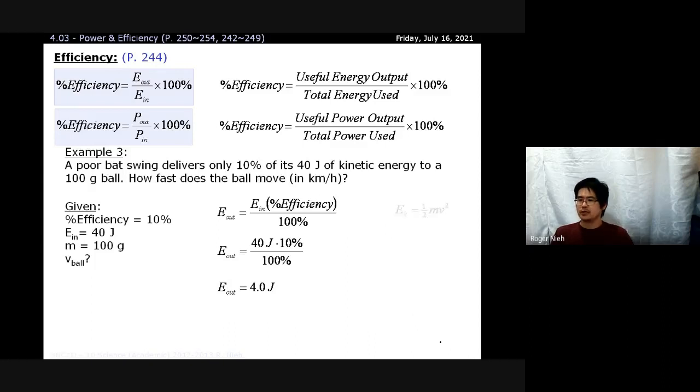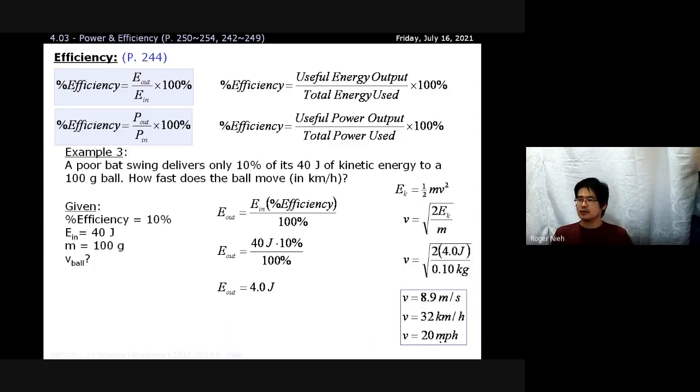Let me check with the answer key. Is it really 28 meters per second? No, 8.9. So did I make a mistake somewhere? Oh, I forgot the open bracket. Open bracket of 8 divided by 0.1 close bracket will give you 8.9. Remember that everything here has to be under brackets, and I forgot to open bracket it.